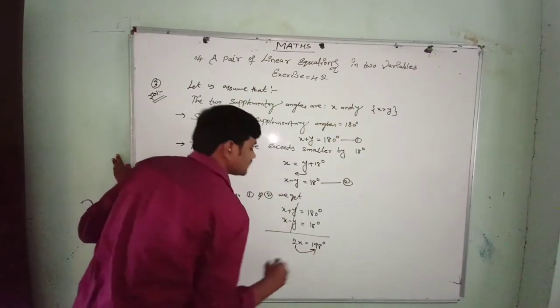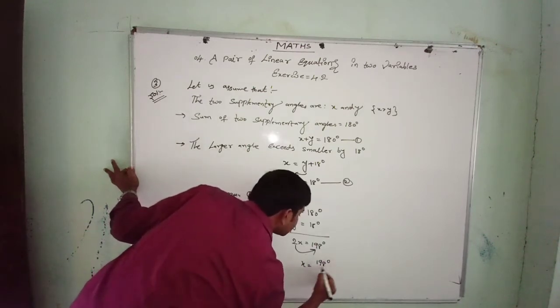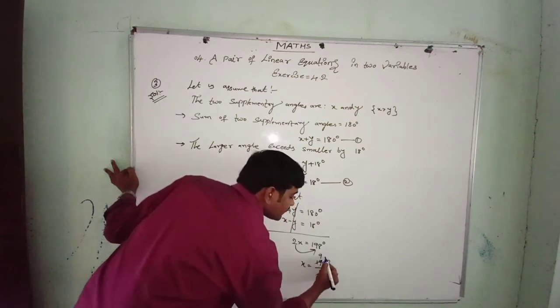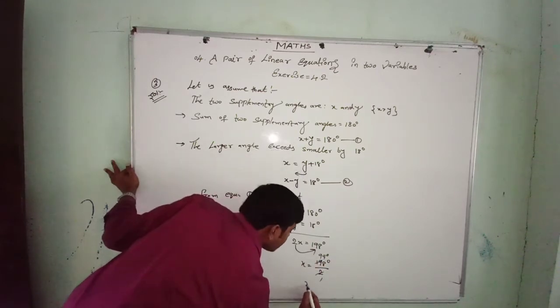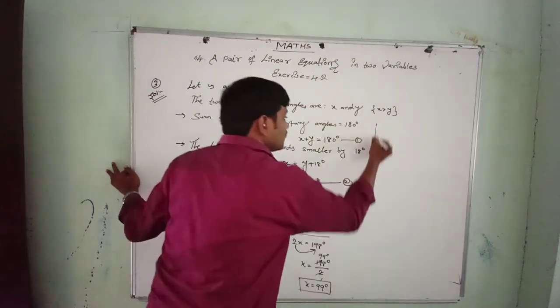This 2 you transfer to this side. So x equals 198 degrees by 2. 2 ones are 2, 2 nines are 18, 1 left and 2 nines are 18. Therefore x equals 99 degrees.